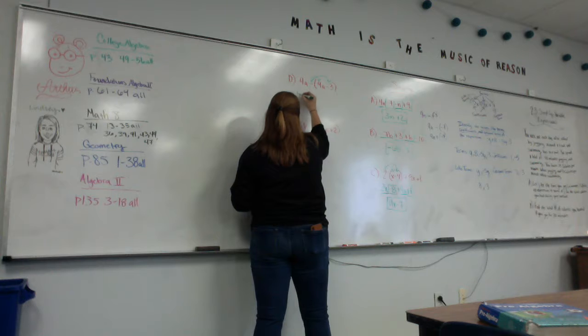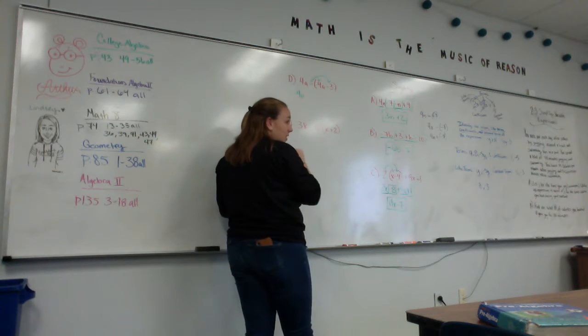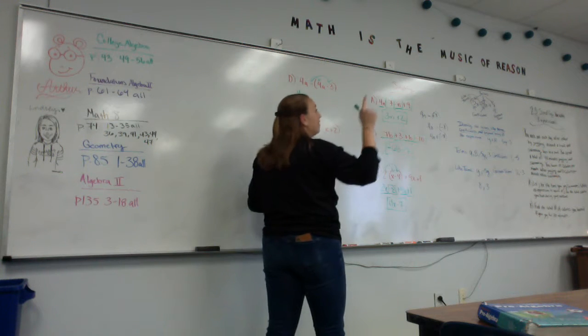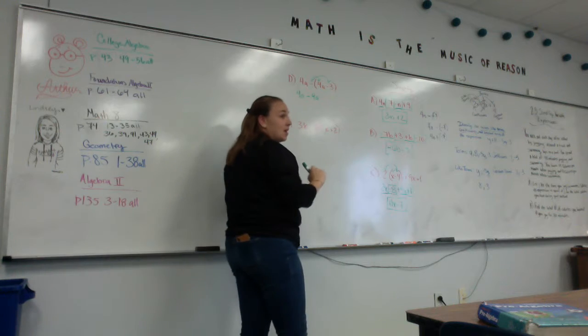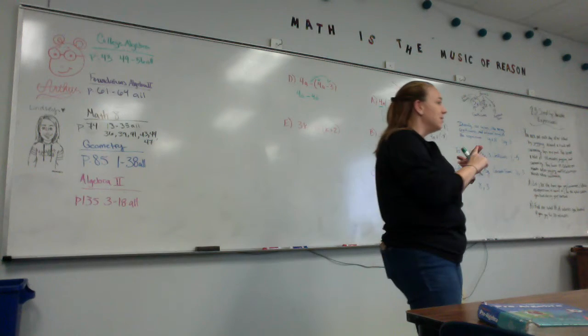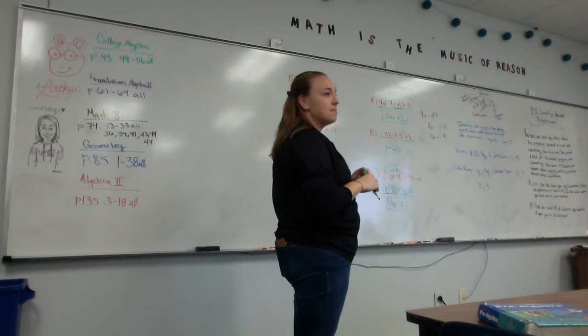So you drop down the 4a and you say negative 1 times 4a. What does that give you? Negative 4a. Why? A negative times a positive is a negative. It's not a subtraction.